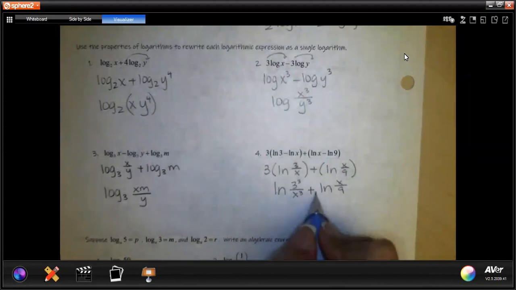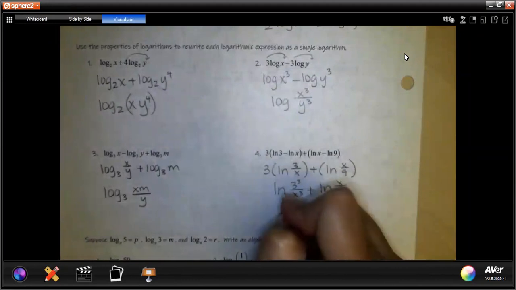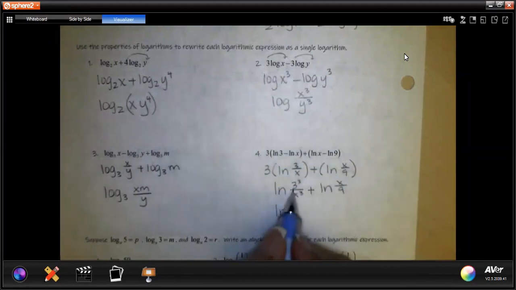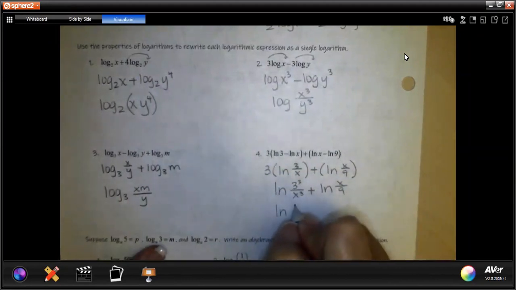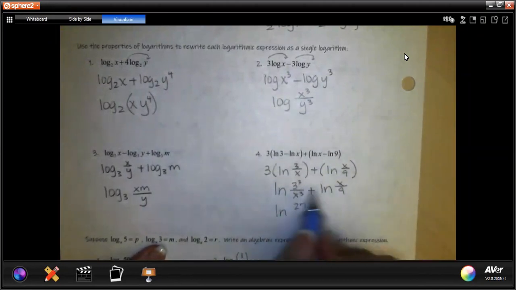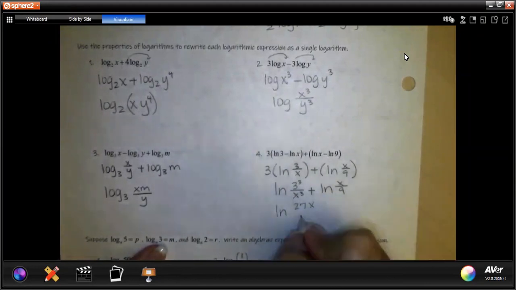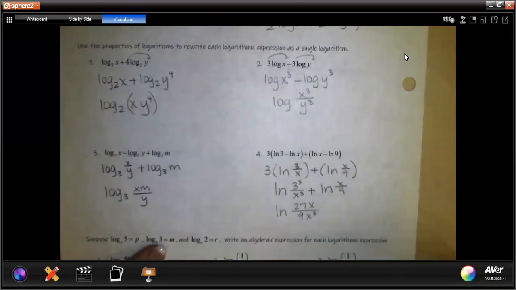Now we're ready to multiply here because we've got this plus in between. And I can go ahead and simplify this. 3 to the third power is 27, so I'm going to make that 27. When we multiply our numerators and then our denominators, that would be 27x over 9x cubed.